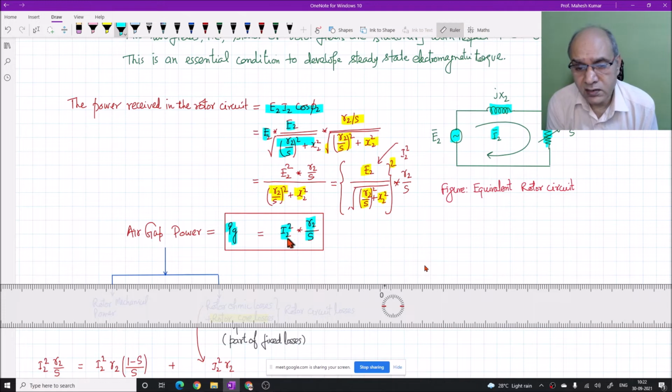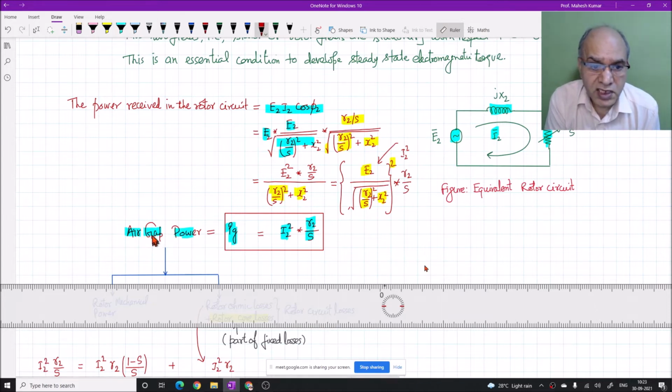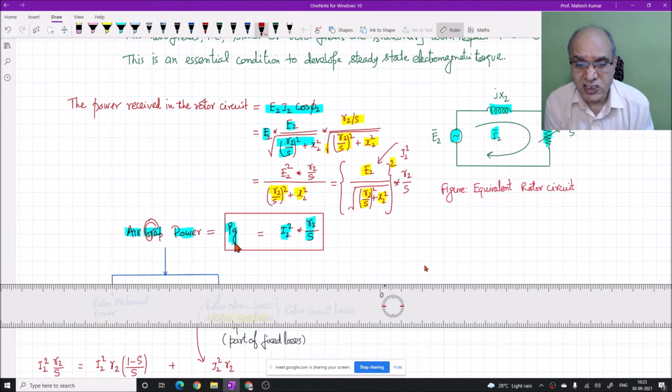By the way, what is the term I2 squared R2? I2 squared R2 is the rotor copper losses. I2 squared R2 by S becomes the air gap power. This is also called by a specific name, air gap power. So the g of the air gap is used as the subscript to denote this gap power or air gap power. Okay, and this power is the real power which is transferred from stator to the rotor through the air gap, and its value is I2 squared into R2 by S.